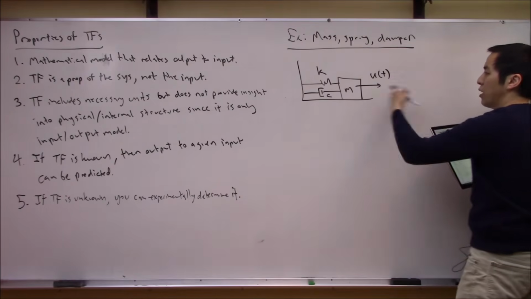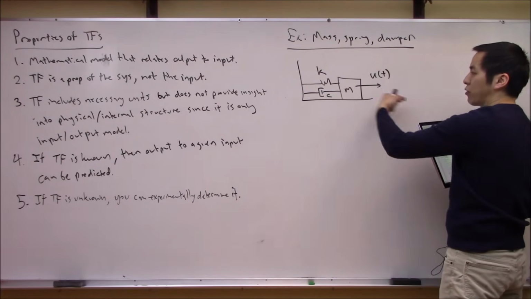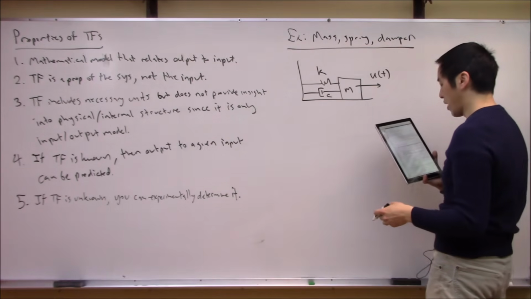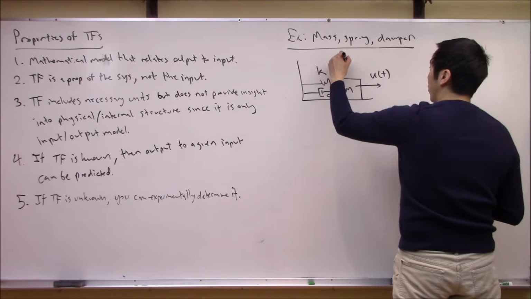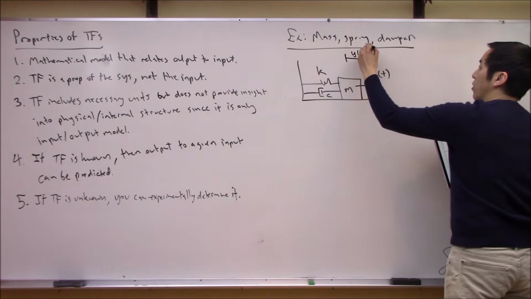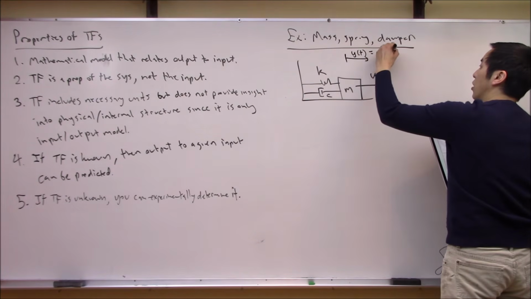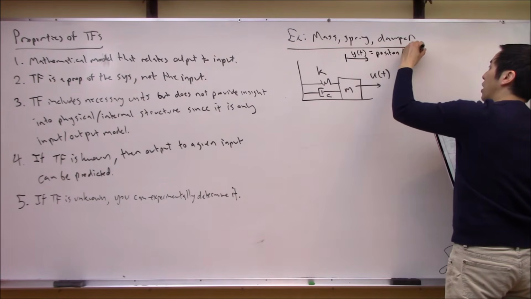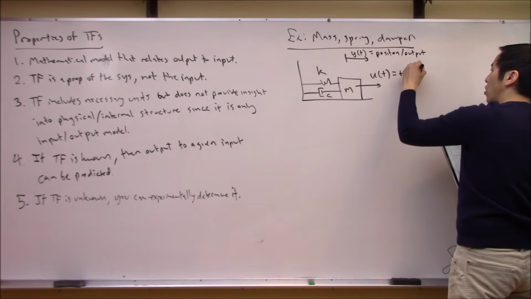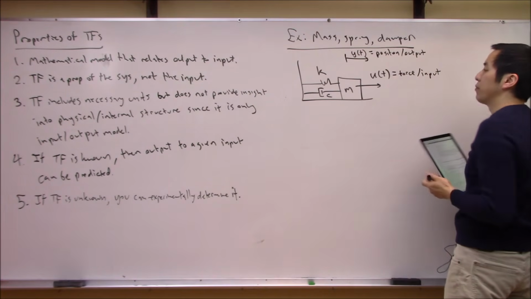So maybe there's an engine or a thruster or something like that, or you can just grab this thing and apply a force in the horizontal direction. Let's say I'm interested in measuring the output, which is the position of the block. So this is the position, and this is the output. And here, u of t is our forcing function, or the input to the system.